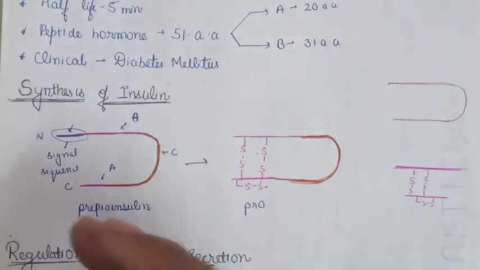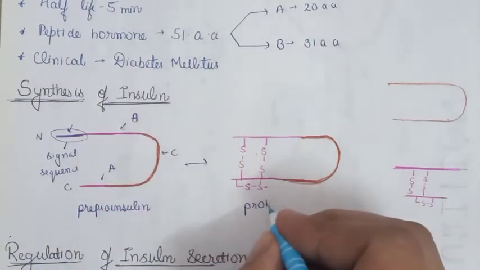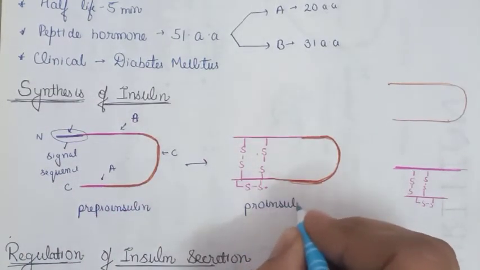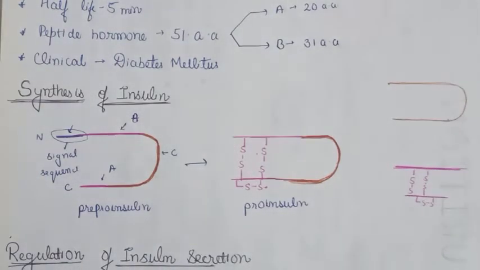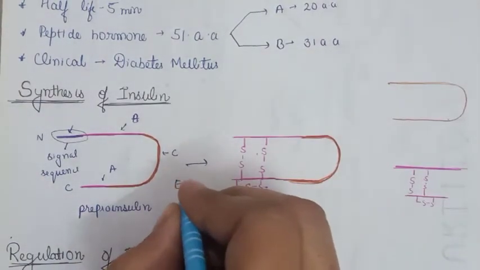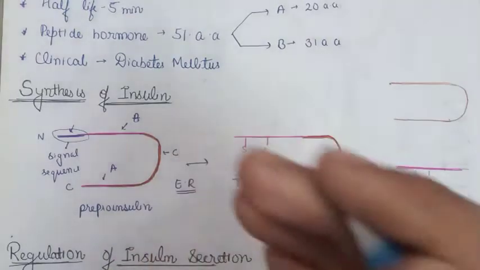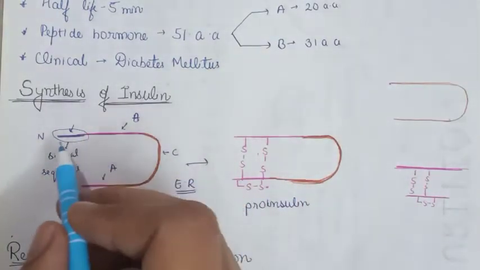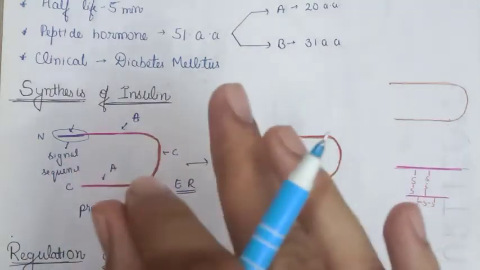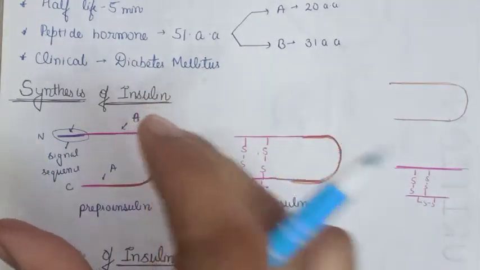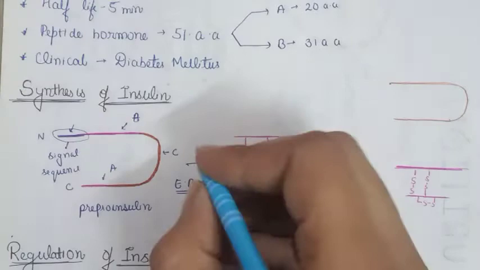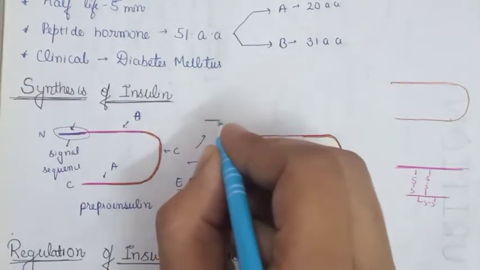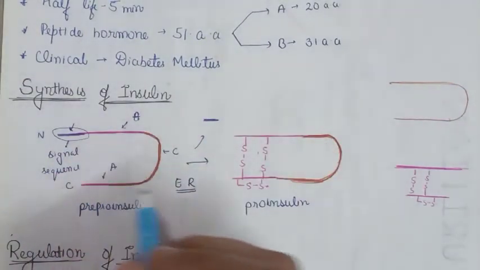So pre-proinsulin is converted into proinsulin, and all these changes take place in the endoplasmic reticulum. So the endoplasmic reticulum converts the pre-proinsulin into proinsulin. Moreover, the function of the signal sequence is to direct this pre-proinsulin to the endoplasmic reticulum. So later it is removed. This is the signal sequence, which after processing is removed.